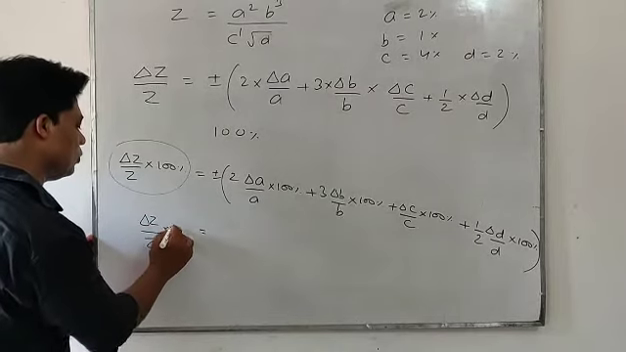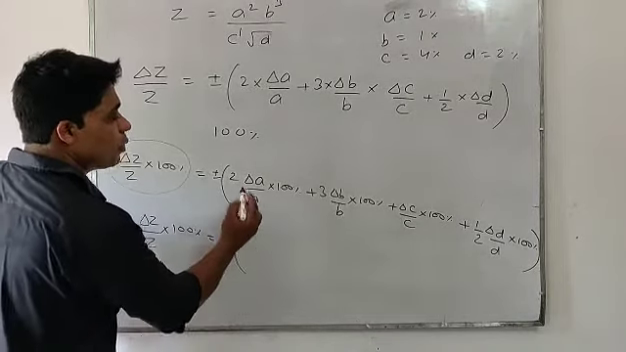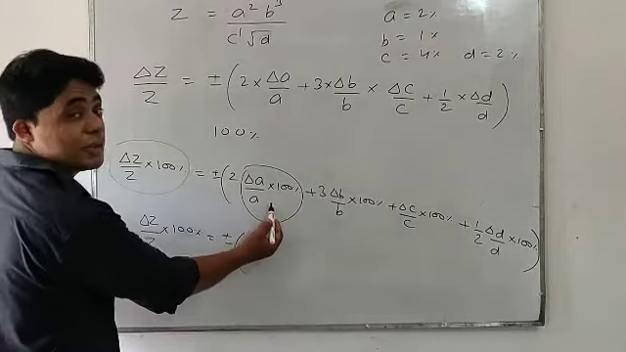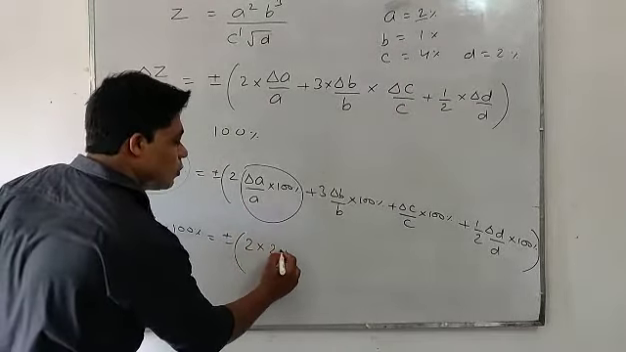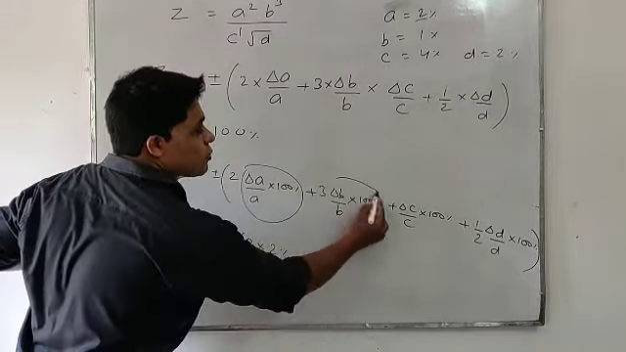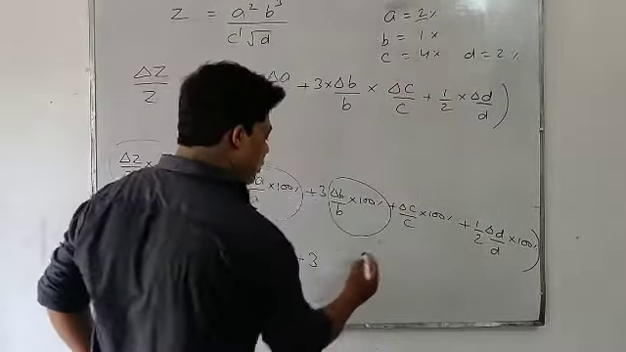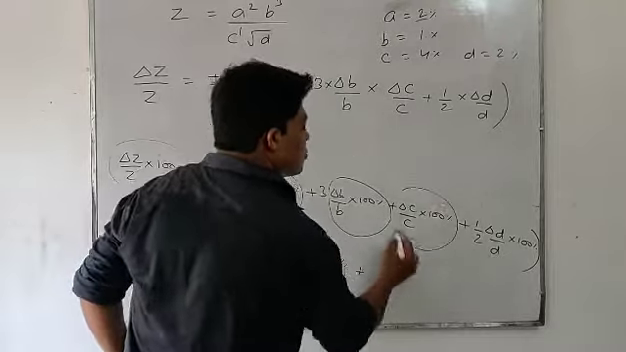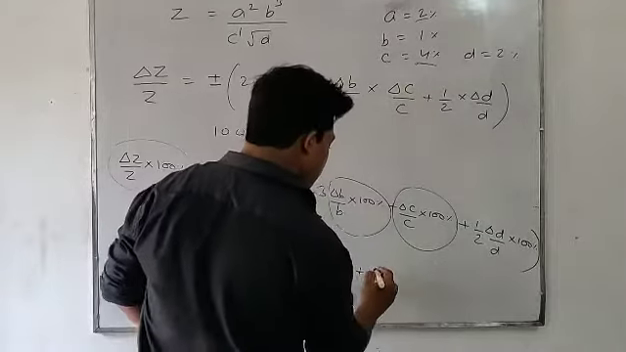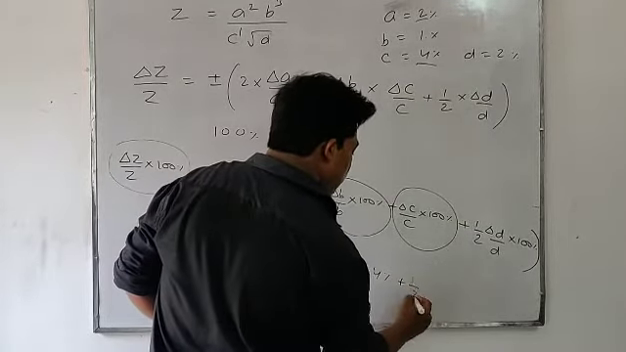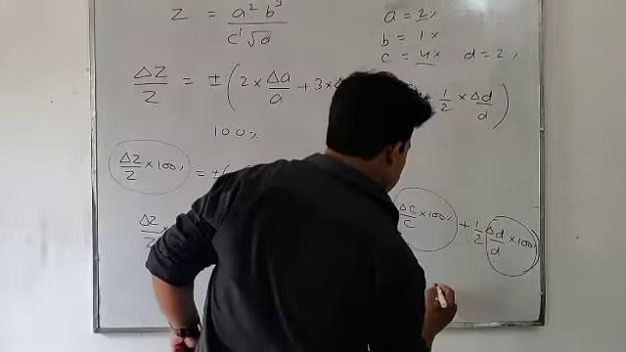Look students, delta Z by Z into 100%. What is the meaning of 2 as it is? What is the meaning of this term? Percentage error of A, that we are given as 2%. So delta A by A into 100% we write as 2%. 3 as it is. What is the meaning of this term? Delta B by B into 100%, percentage error in B, that we are given as 1%. What is the meaning of this term? Delta C by C into 100%, percentage error in C, that we are given as 4%. Half as it is. And what is the meaning of this term? Percentage error in D, that we are given as 2%.